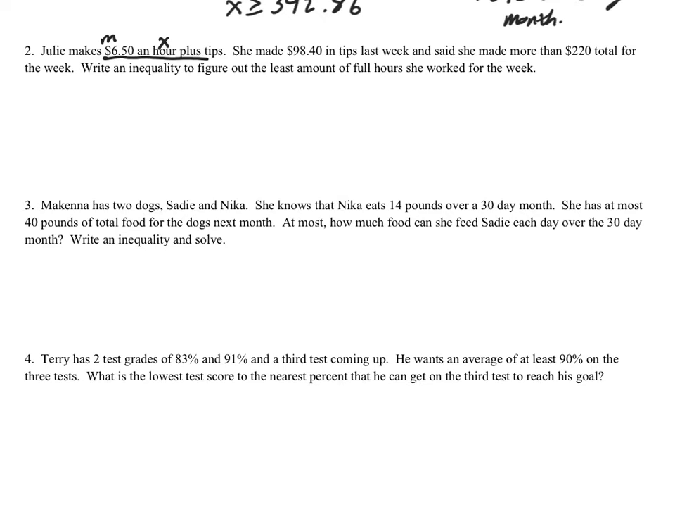She made $98.40 in tips last week and said she made more than $220 total for the week. An inequality. So this is the amount of money we already know she made. This is what we're starting with. We already know that. And then we know that her total over here was 220. And we also know that she is saying she made more than that.